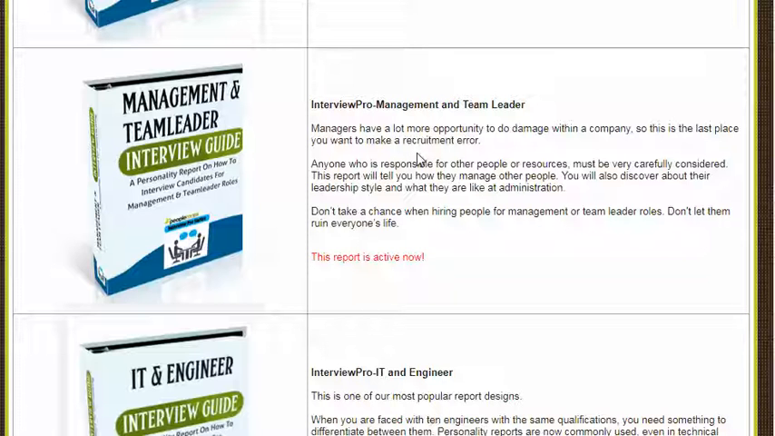So if you're going to be hiring a manager, you really want to know if they can do the job, including can they manage other people? How do they manage other people? So that's the report we're going to be using. And I'm literally going to take you through how I would approach this.